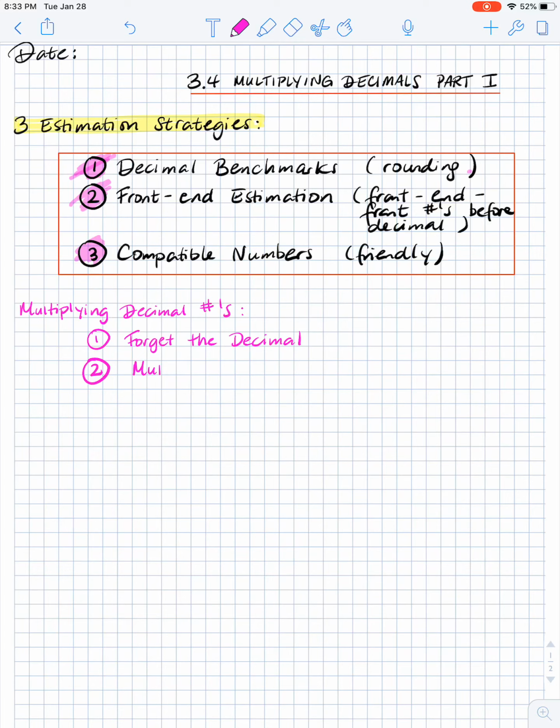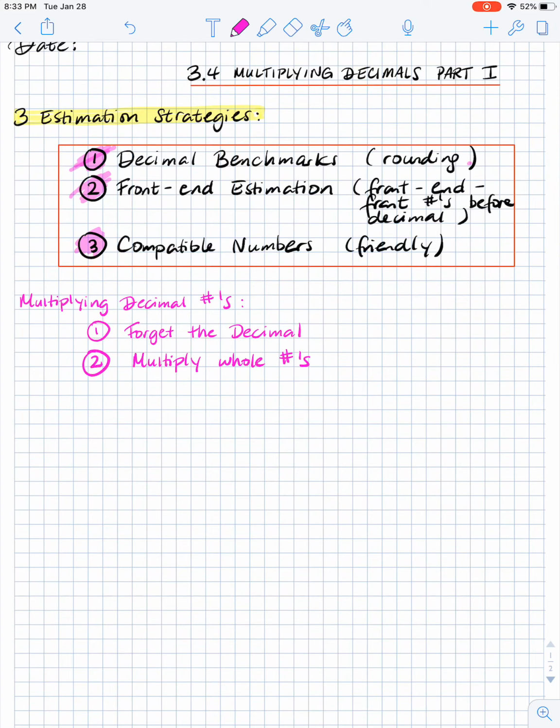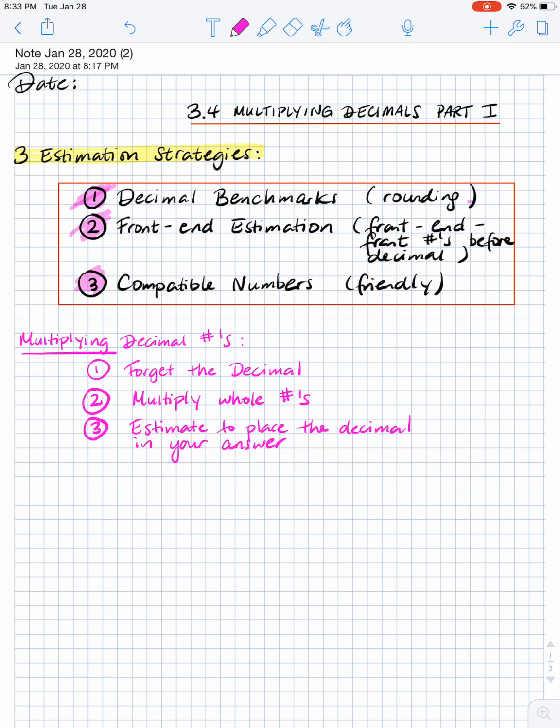And then you're going to multiply the whole numbers. You're going to multiply as usual, using whatever strategy you're comfortable with. In this video, I'm going to show you 2. Please feel free to choose whatever strategy you want that makes you more comfortable and that you're familiar with. I only ask that you show all of your work. Finally, number 3, the thing to remember with multiplying decimal numbers is that you're going to estimate to place the decimal back in your answer. So please remember these steps when you're multiplying decimal numbers.